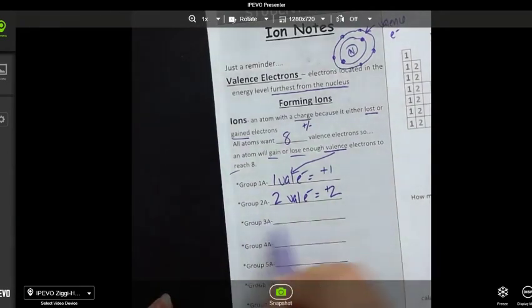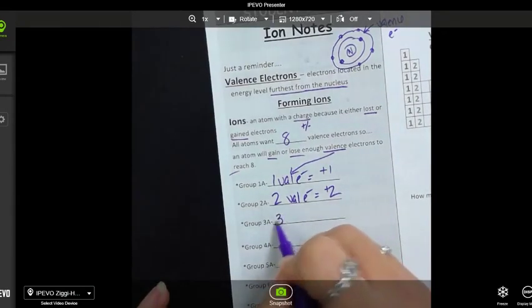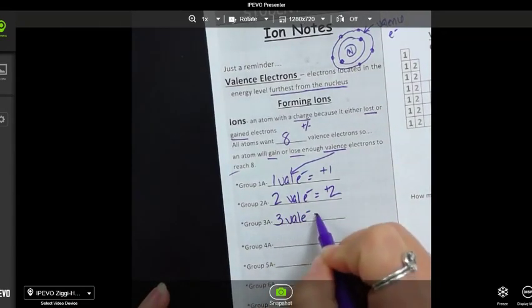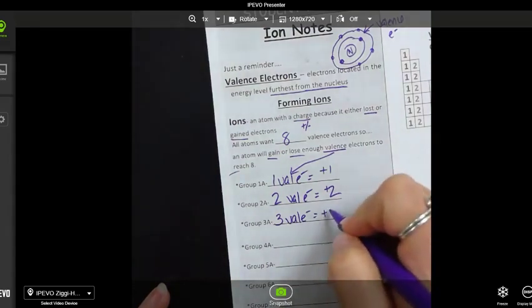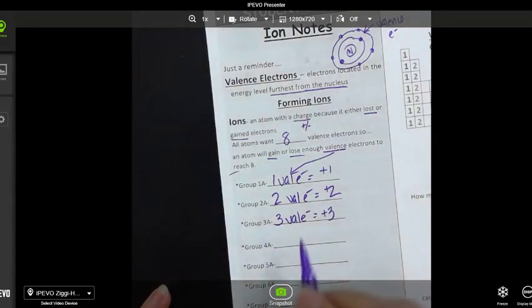Everybody else, group 3A, follows the same trend. It has 3 valence electrons. So what do you think its charge is going to be? It's going to be +3. Now, I know that your periodic table might tell you what these charges are, but you need to understand how they got that way.